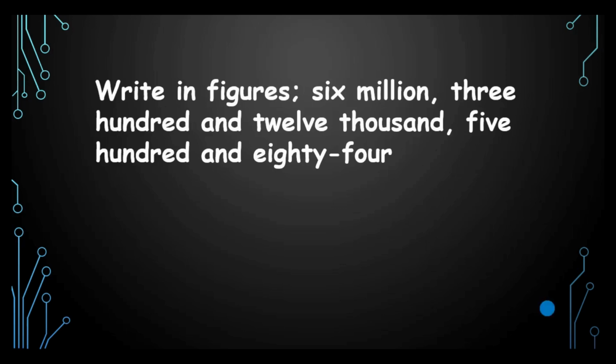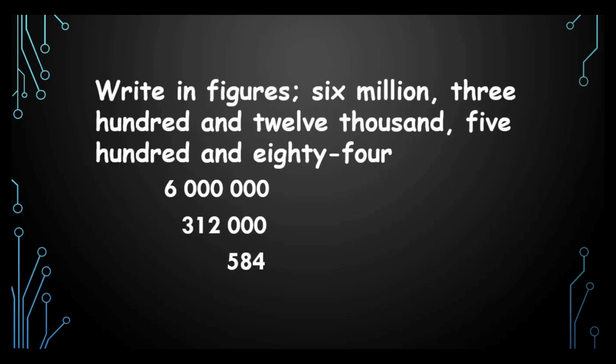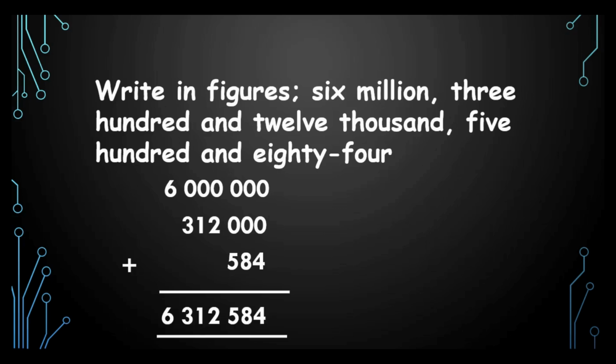Right? So now let's read this. We have 6 million. That is going to be 6, then followed by 6 zeros. Then we have 312,000. So we write 312 and then we put 3 zeros, just like this. Next is 584. Right, so 584. So the next thing you just do is to sum them up, add them together, and whatever you get is the answer.